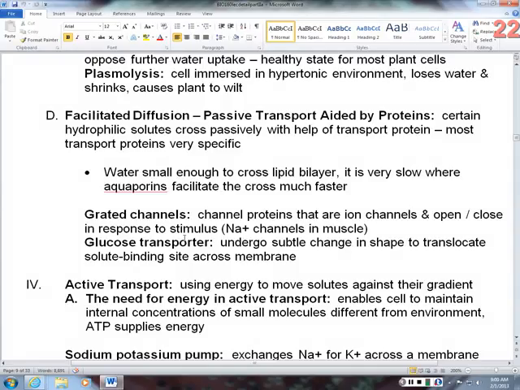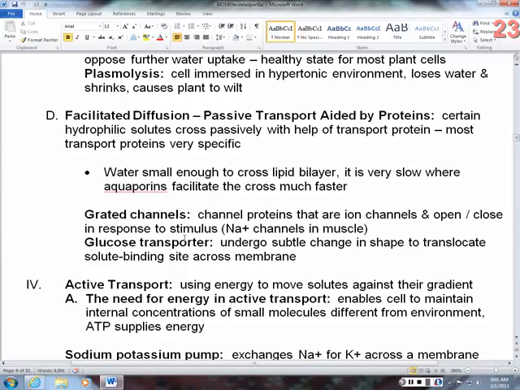So with water, the aquaporins are going to facilitate water transport much faster. A little bit of water can actually get across that lipid bilayer, but it's very slow to do it. So the aquaporins are going to be the way that most of it will go.